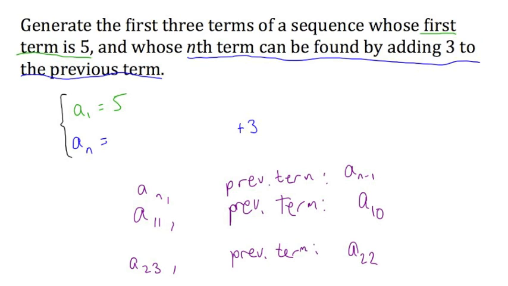So we can apply this logic to our recursive definition. A sub n can be found by taking the previous term. Well, what term came before a sub n? That would be a sub n minus 1. And then we add 3 to it. This is the notation that you will want to use when you're generating these recursive formulas.